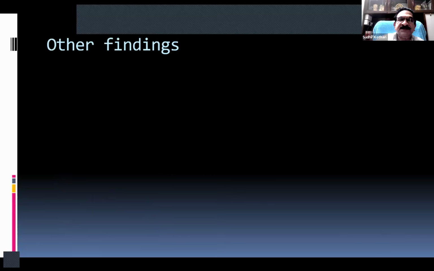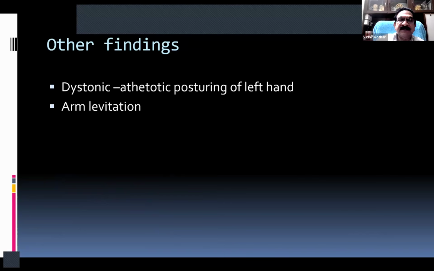There are other findings: dystonic athetotic posture in the left hand and arm levitation on the left side. So where is your localization and likely possibility? If you want the findings once again, I can tell.